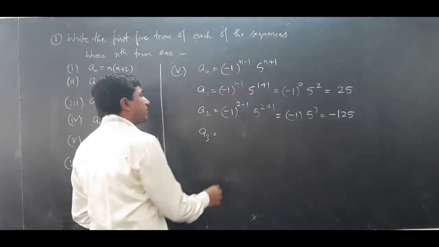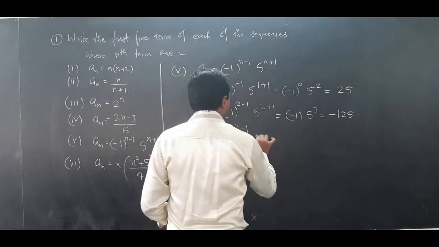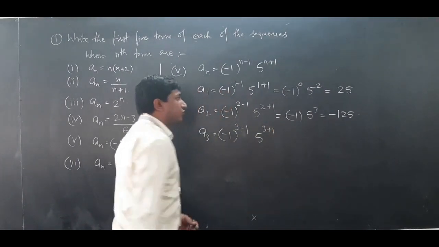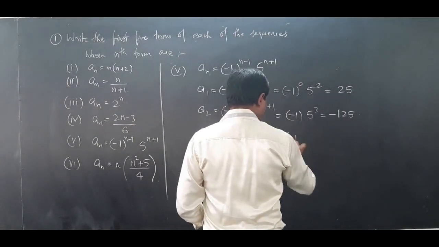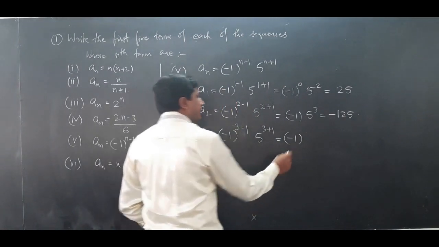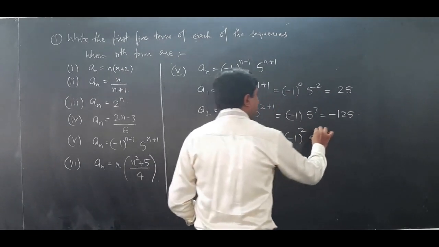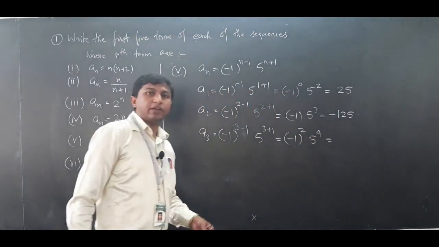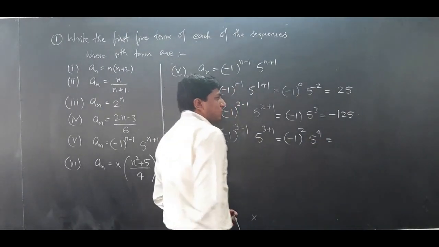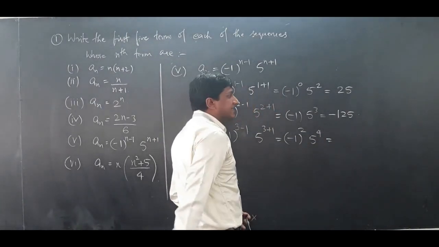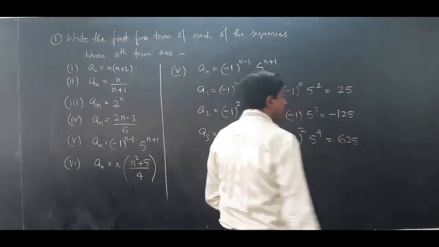Third term is nothing but what? Minus 1 whole power 3 minus 1 into 5 power 3 plus 1. So this is nothing but minus 1 whole power 3 minus 1 is 2 into 5 power 3 plus 1 is 4. So this is minus 1 whole square is plus 1, 5 power 4. So what is 5 power 4? 625. So this is 625.